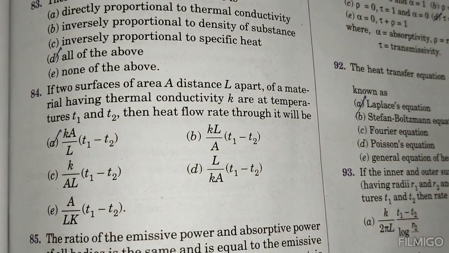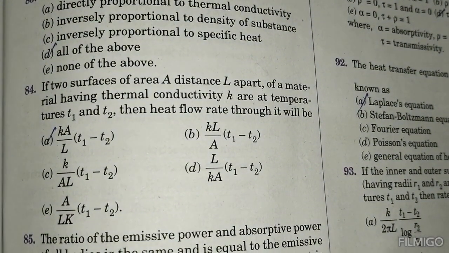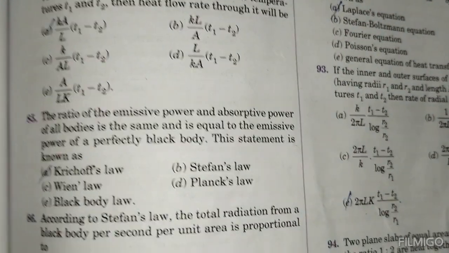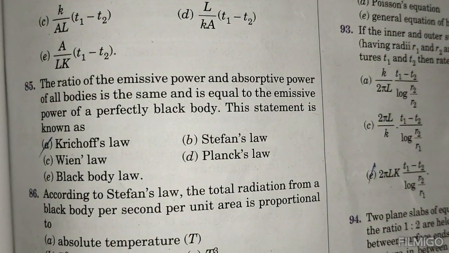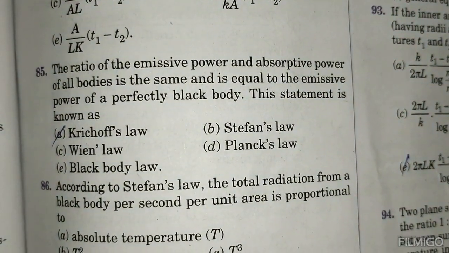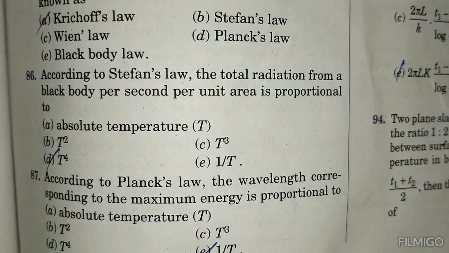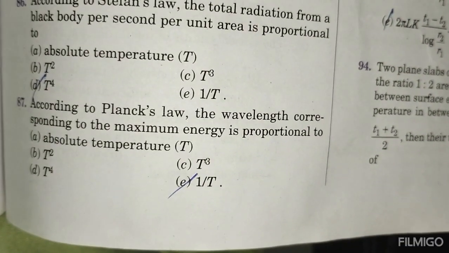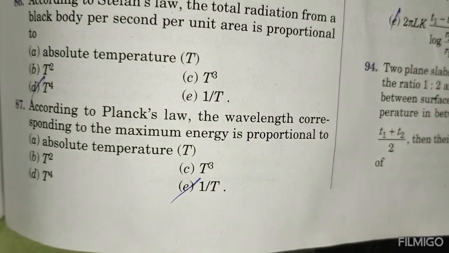If two surfaces of area A are distance L apart in a material having thermal conductivity K at temperatures T1 and T2, the heat flow rate through it will be K A by L times T1 minus T2. The ratio of emissive power and absorptive power of all bodies is the same and equal to the emissive power of a perfectly black body. This statement is known as Kirchhoff's law. According to Stefan's law, the total radiation from a black body per second per unit area is proportional to T to the power of 4. According to Planck's law, the wavelength corresponding to maximum energy is proportional to 1 by T.